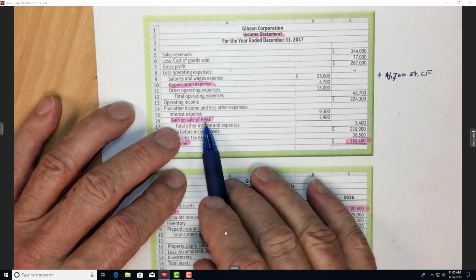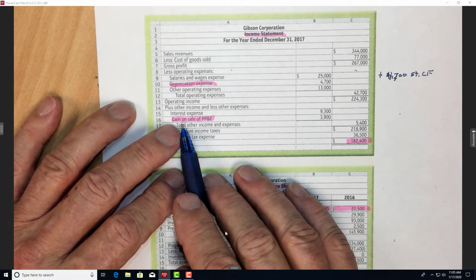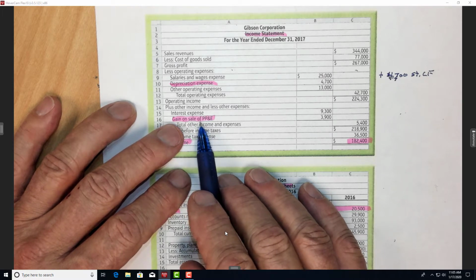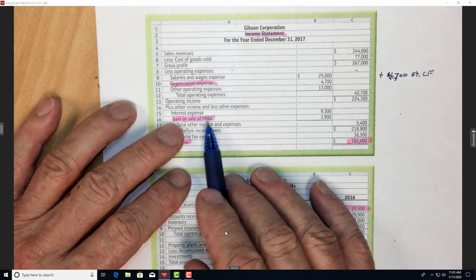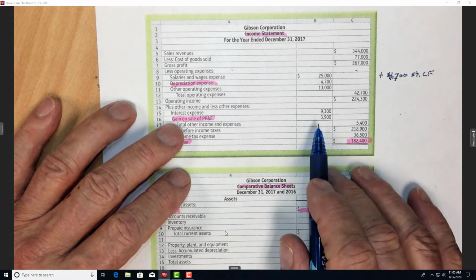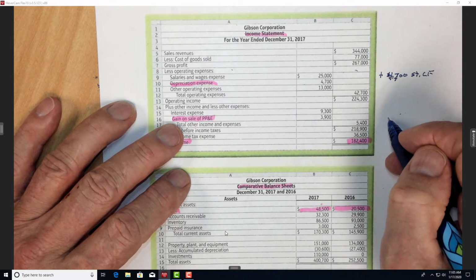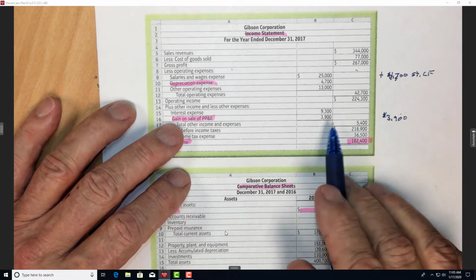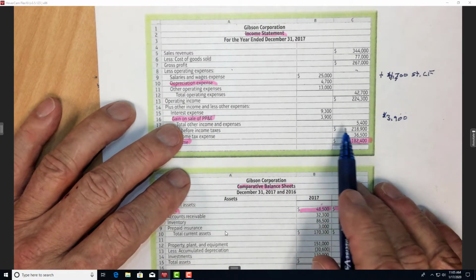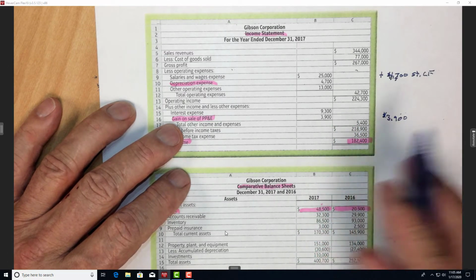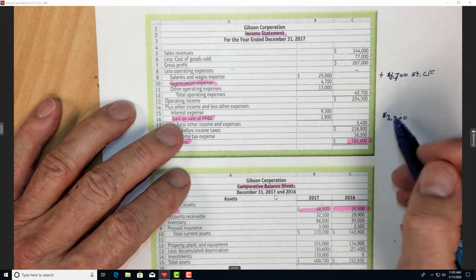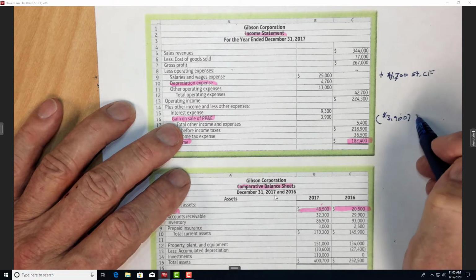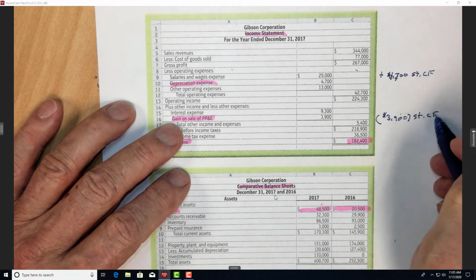The next thing we want to look at is a gain or a loss, and in this case it's a gain. And what happens is this, again, is not a cash transaction. This is a calculation, and this is a gain of $3,900, right? And that actually was added to the income, but in reality, that's not cash flowing in. So we're going to have to subtract that out in the statement of cash flows.